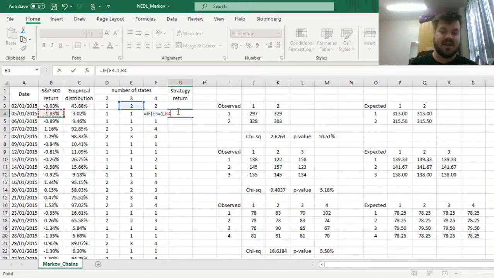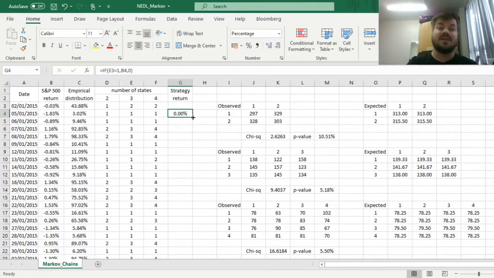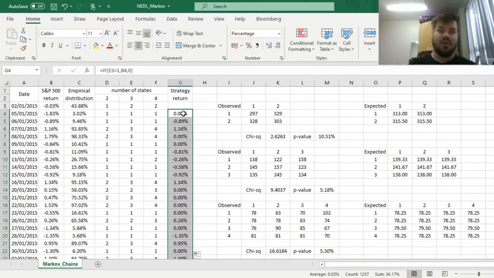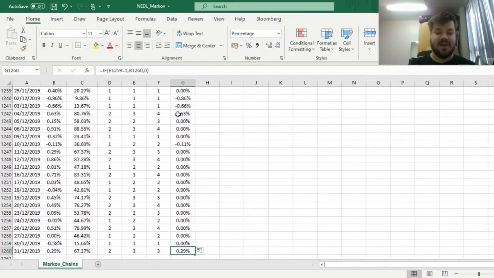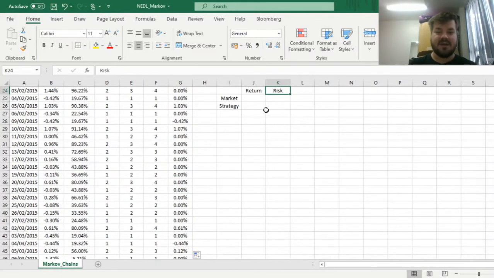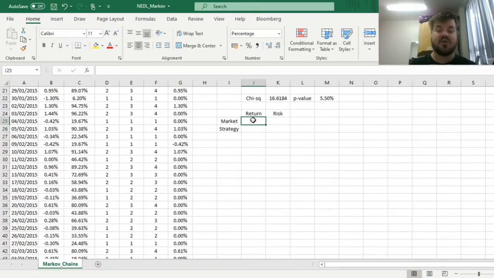So in that case, the investor can just stay in cash and obtain a secure return of 0 on that particular day. So let's apply this strategy all the way down for all of our trading days and see how well it performed. To do that, we can just compare the return of our strategy and the risk of our strategy to that of the market, to that of the S&P 500 index.